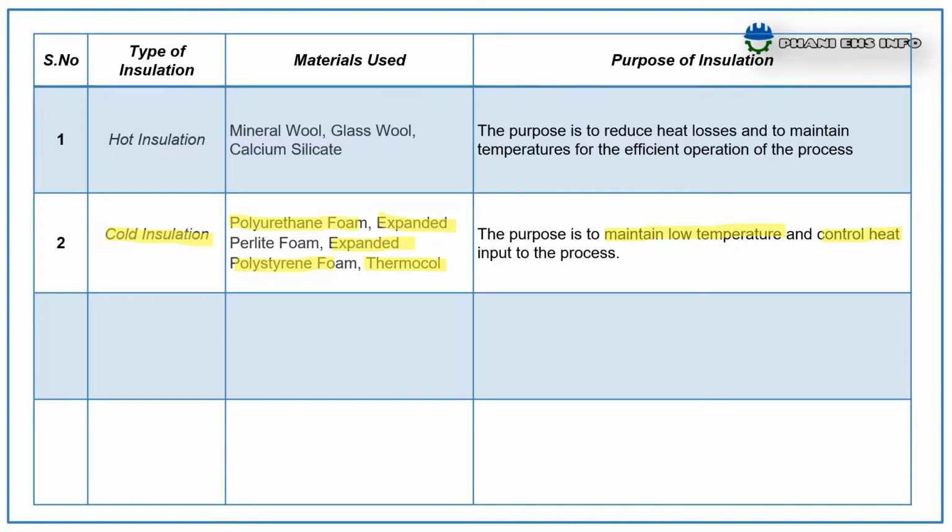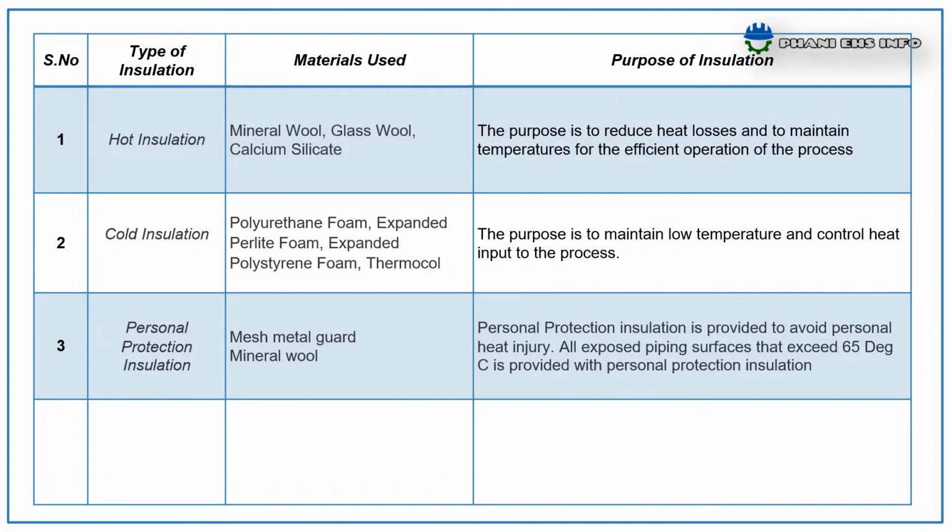Third one, personal protection insulation. Mesh metal guards, mineral wool are the materials generally used in personal protection insulation. This personal protection insulation is provided to avoid personal heat injury. All exposed pipeline surfaces that exceed 65 degrees centigrade are provided with personal protection insulation.